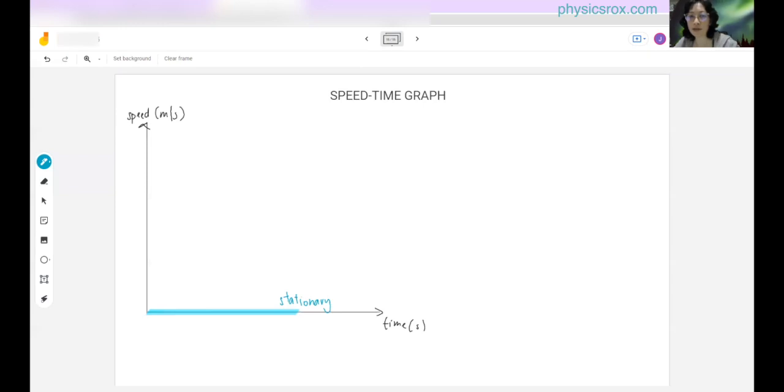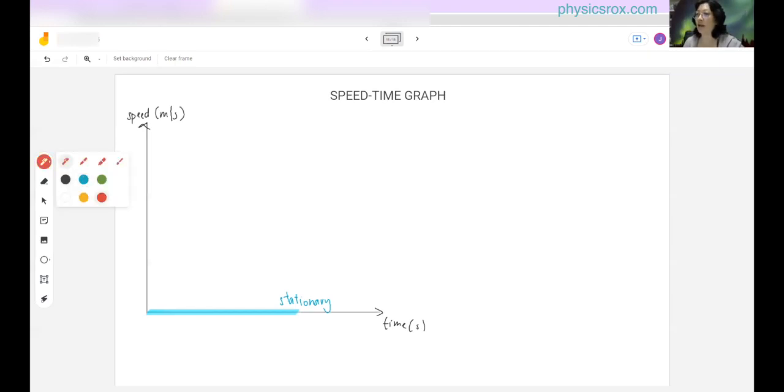Do you understand the question, or you don't know how to give the evidence? Stationary means not moving. Already we know it's not moving, but what is the proof that it's not moving? It's because the speed is zero, right? Along here, the speed is zero. That's your proof. Do you understand? The speed along here is zero.